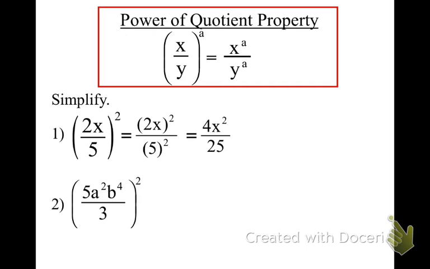Let's try the next one. I'm going to write it. 5 squared is going to be 25. A to the 2nd times the 2nd is going to be A to the 4th. B to the 4th, remember, times the 2nd is B to the 8th, all over 3 squared, which is 9. Okay? All right, time for you guys to try it.